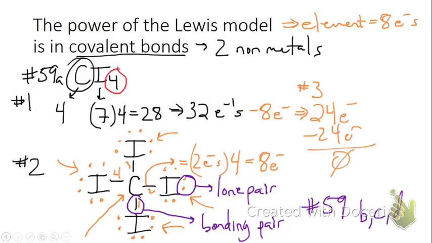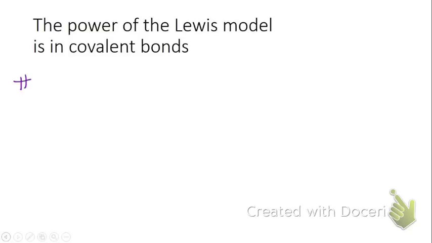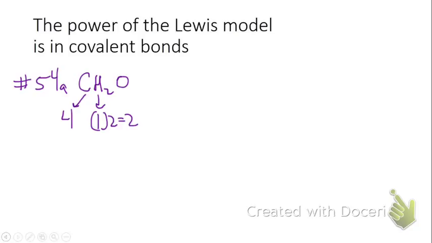So let's look at another compound. This will be number 54. So here we have CH2O. So this is number 54A. Alright, so let's do step number 1, valence electrons. Hydrogen has 1, we multiply it by 2, so there's 2. Oxygen gives us 6, carbon has 4, so this is going to be 12 total electrons.